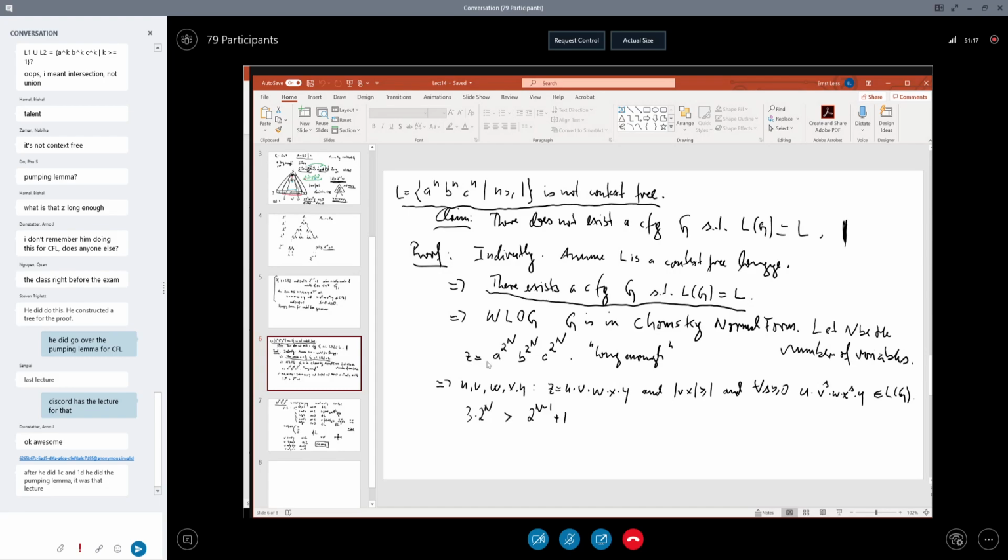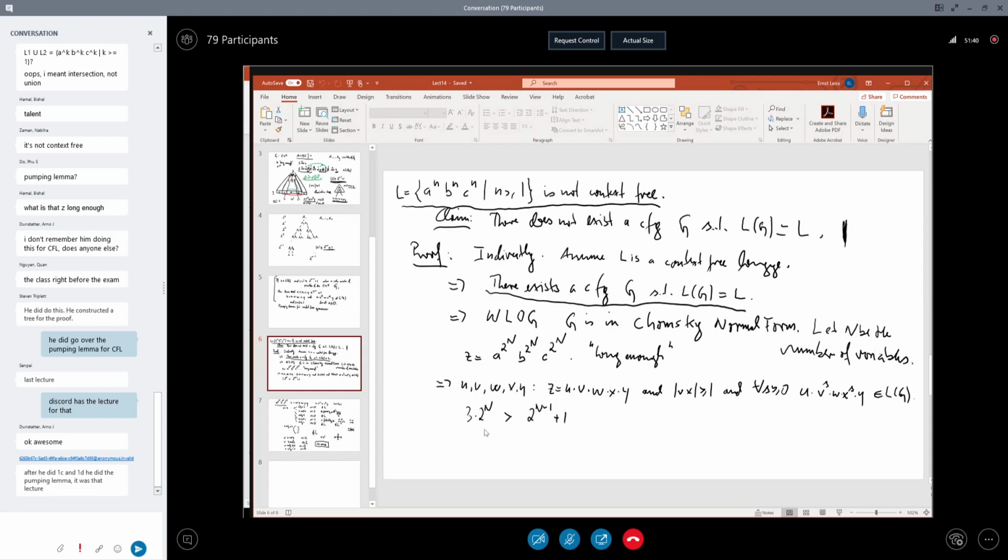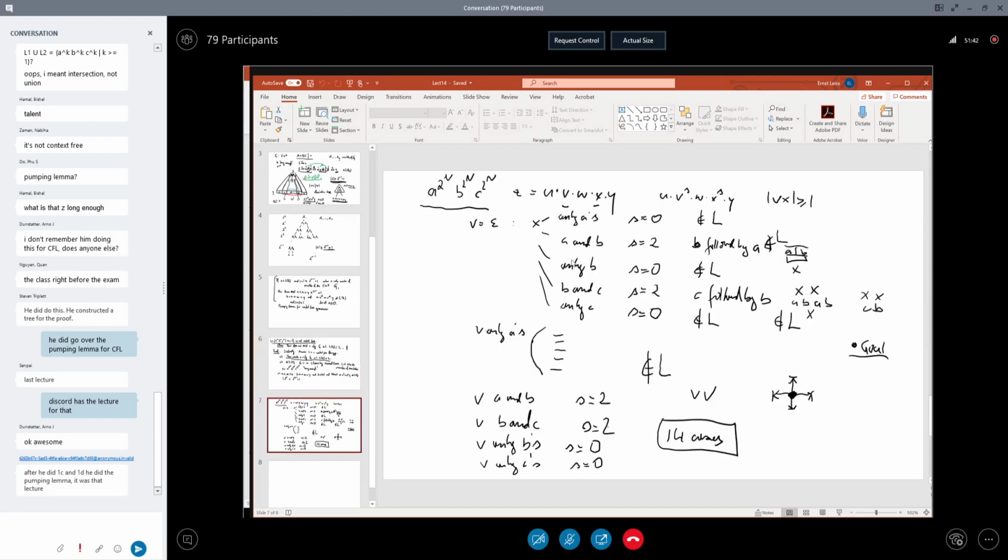So then we take Z to be A to the 2 to the N, B to the 2 to the N, C to the 2 to the N, which obviously is long enough. If you go back to the pumping lemma, that obviously is true; this is more than 3 times that number. And then you'd simply have to enumerate all possibilities. V could be epsilon, in which case X can't be epsilon. It has to be A's, or A's and B's, or only B's, B's and C's, or only C's.